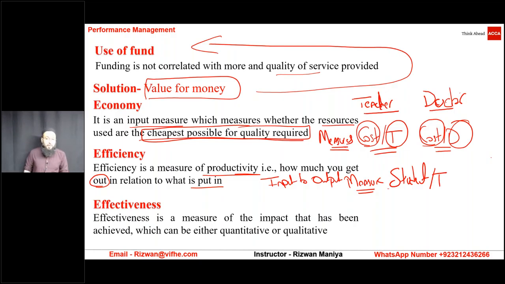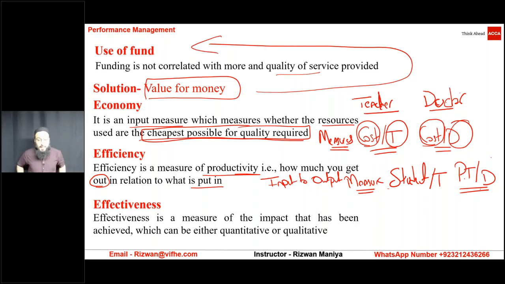Either I'm teaching more students or I'm teaching less students. This is my efficiency. Okay, plus patients treated per doctor. Patients treated per doctor is a measure of efficiency. How many patients a doctor has treated? So this is efficiency. Okay, so there are two measures that I've mentioned here. In parallel, I'm giving you example of a school and a hospital. So this is efficiency: students taught per teacher, patients treated per doctor. This measure will tell you whether efficiency or productivity of the resource is good or not.